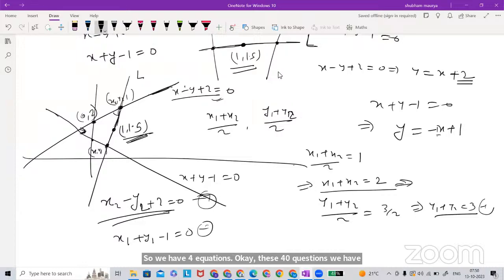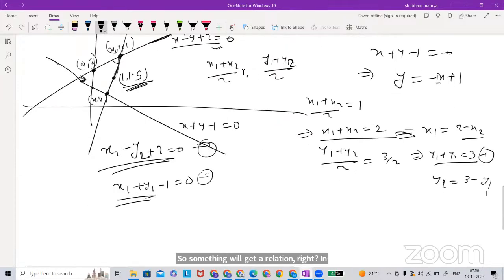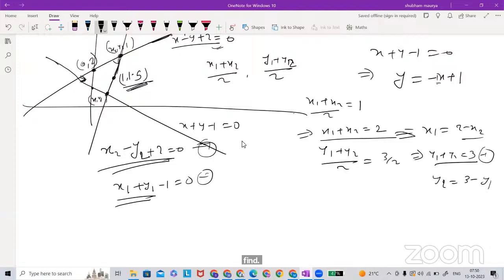Can we use these to solve this? Now I think we can use them to solve easily, right? Because 4 equations are there. Anyhow, if we substitute x1 is equal to 2 minus x2 here, this is one equation in x1 and y1, and also from here we can substitute y2 is equal to 3 minus y1 in this equation. So we will get a relation, right? Now we have 4 equations, we can surely solve. Even we can do this one.